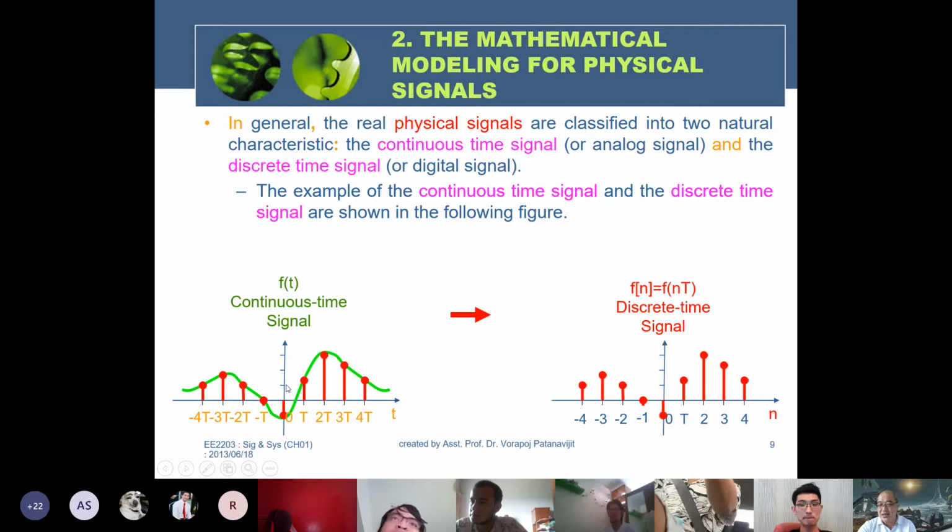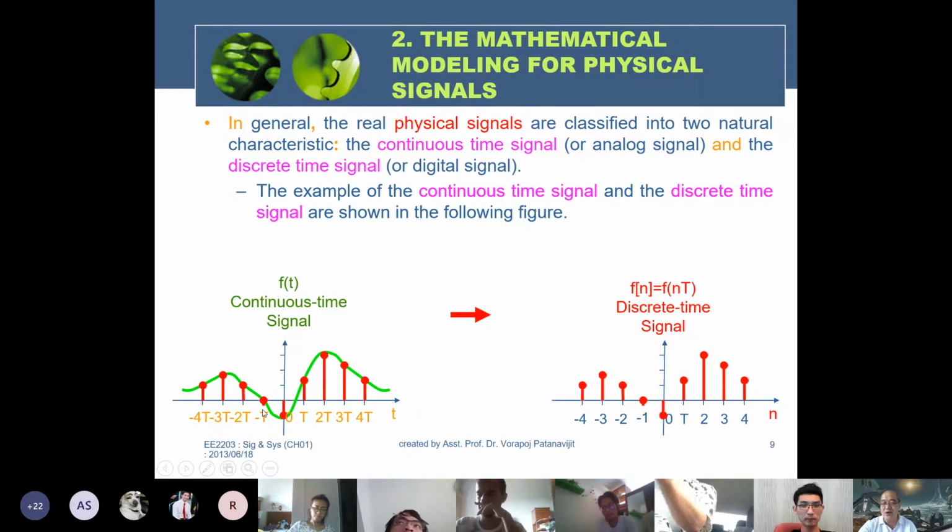You can see that if you already have the green one, you can sample it and get the red one. But from the red one it is impossible to construct the green one perfectly. You must sample far enough to store enough points, to make the resolution enough to construct the green one back, but even then it's not perfect. To store the green one perfectly, you must use infinite data.